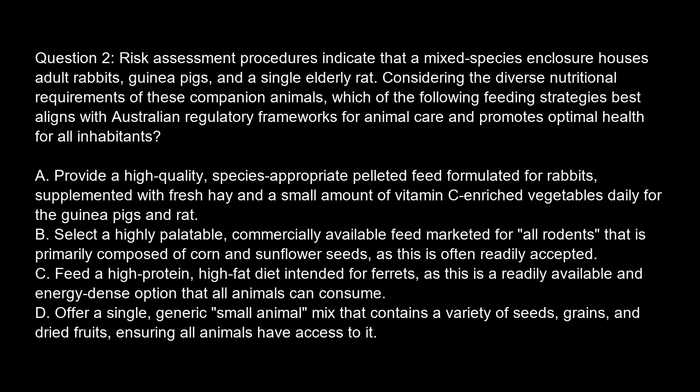Option B. Select a highly palatable, commercially available feed marketed for all rodents that is primarily composed of corn and sunflower seeds, as this is often readily accepted. Option C. Feed a high-protein, high-fat diet intended for ferrets, as this is a readily available and energy-dense option that all animals can consume. Option D. Offer a single, generic small animal mix that contains a variety of seeds, grains, and dried fruits, ensuring all animals have access to it.